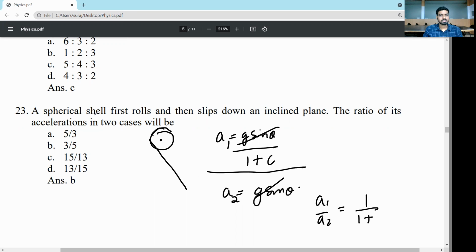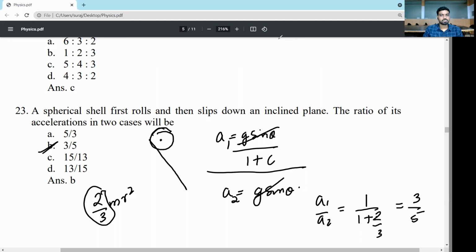C is given how much? For a spherical shell, what is C? C is the coefficient. For a shell, it is 2 by 3 mr square. For a solid sphere, it is 2 by 5 mr square. So here C is 2 by 3, this becomes 5, and 3 will go up. So the answer is 5 by 3, option B.